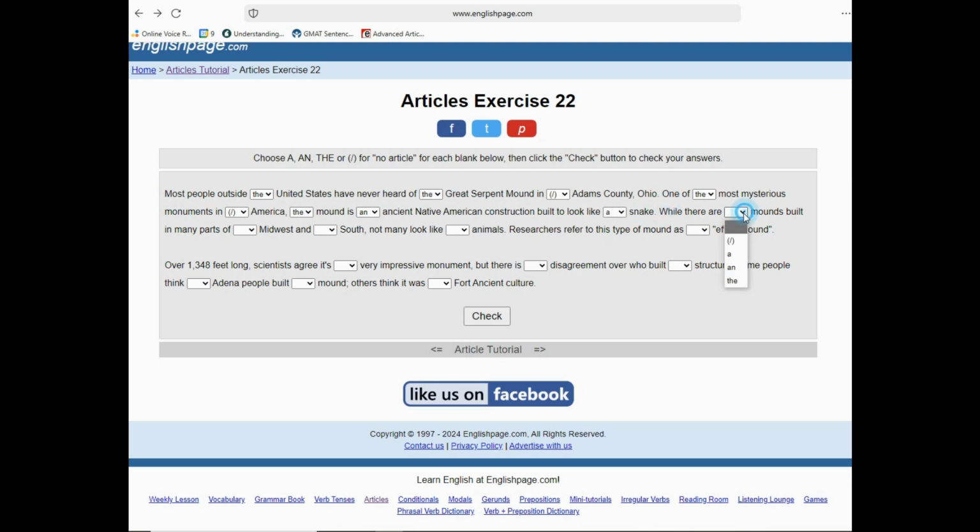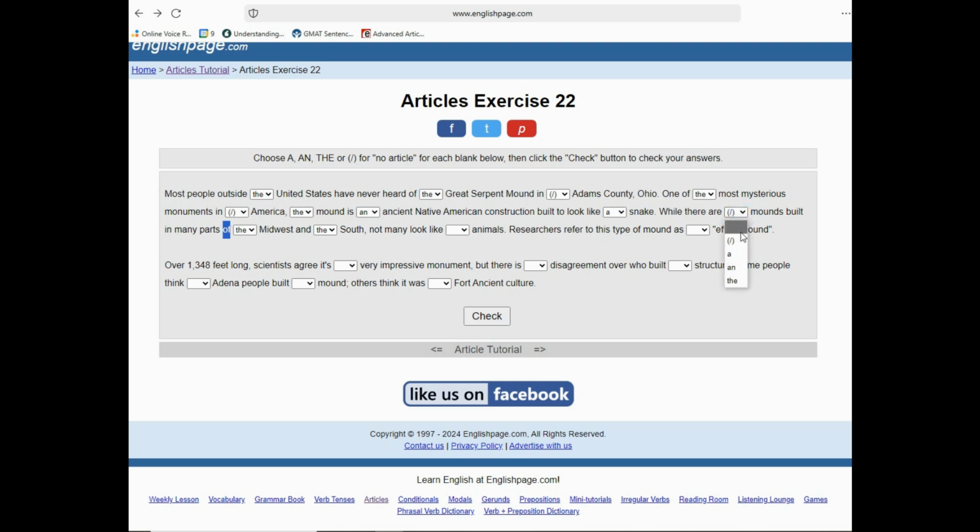Now, while there are mounds built in many parts of the Midwest and the South, so we always use the before north, south, east, west when they're nouns, basically. The Midwest, the South, these are nouns. They are the objects of the preposition of. And so they need to be with a the.